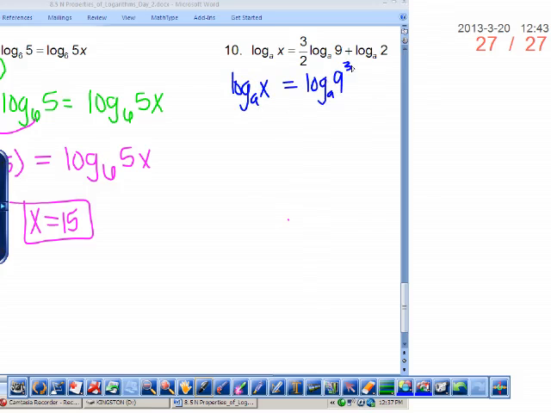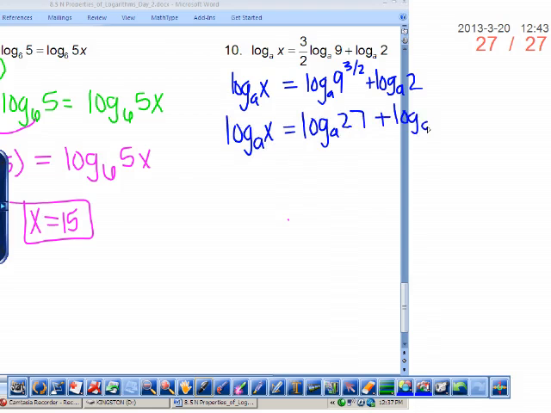You've got to remember a lot of these properties, guys. Some of y'all are really forgetting. What does 9 to the 3/2 power mean? The square root of 9 cubed. So the square root of 9 is 3. 3 cubed is 27. So this is 27 plus log base A of 2.